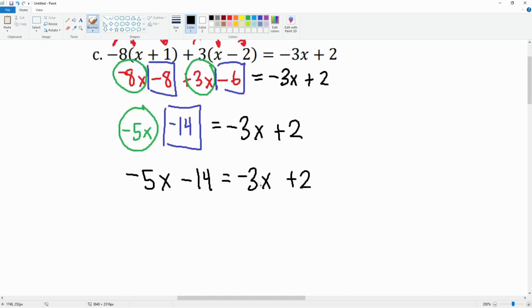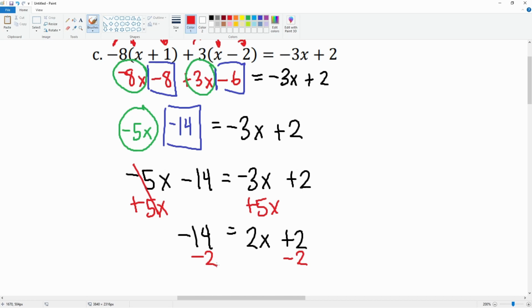Okay, my goal is to get the variable over to one side, moving the smaller number. I have a negative 5x here and I have a negative 3x here. I'm going to add 5x to both sides. Why? Because this cancels, leaving you with a 0. Bring down the negative 14. Negative 3x plus 5x gets you 2x. Bring down the plus 2. The variable is already on the right, so I'm going to get rid of the constant here. So minus 2, minus 2.